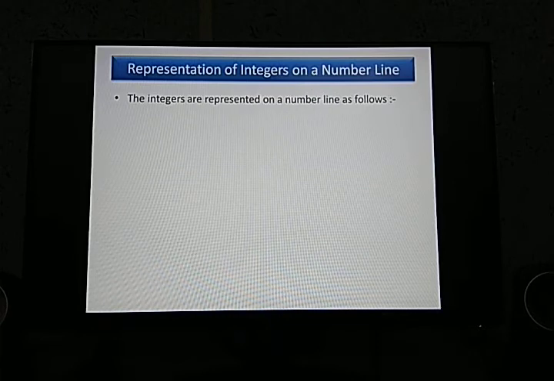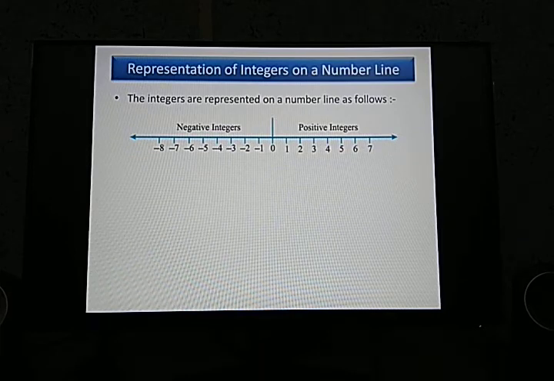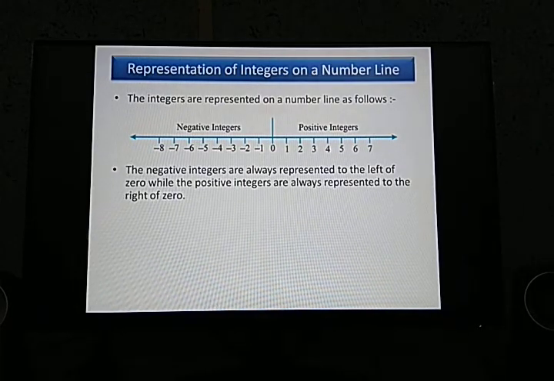So the integers are represented on a number line as follows. So let us see that. So this is the number line, you can see, and it is divided into two parts. One is the negative integers, another is the positive integers, and in between them there is the neither positive nor negative integer, that is 0. So why is this separation done? Because their characteristics are different. So as a result of which we can separate them into these two types. So let us see their characteristics now.